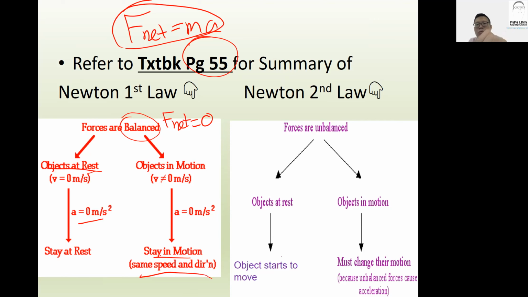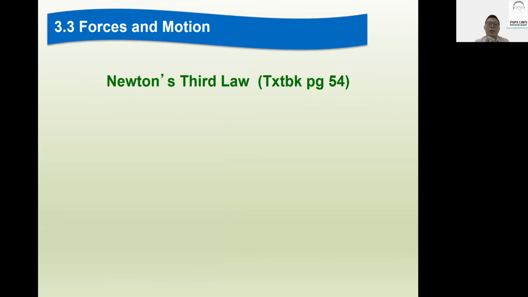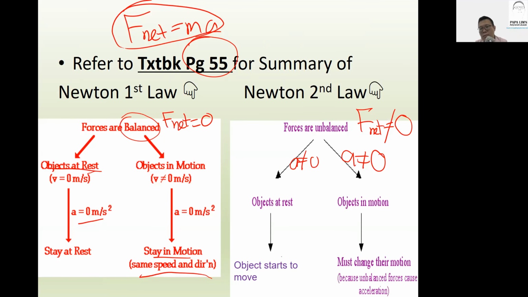The other situation is the second law, whereby F net is not 0. F net not 0 means that there is definitely acceleration. When there is acceleration, two things can happen: either the object starts moving, or the object changes its motion. Motion can be speeding up, changing direction, or even slowing down. It depends on the question itself. So Newton's law in short can be summarized into this small mind map here.